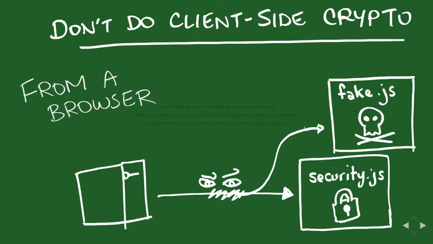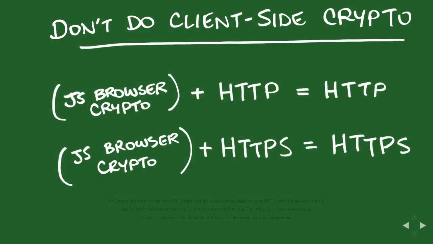Except, if people can inspect our traffic, they can also alter our traffic, which means they can replace our crypto code with equivalent code that steals credentials. JavaScript browser crypto is exactly as secure as the transport layer providing it. So, JavaScript browser crypto over HTTP can't possibly be more secure than just using HTTP, which is not secure at all. And JavaScript browser crypto over HTTPS is exactly as secure as just using TLS, which is more or less secure. I trust that you can solve for the value of JavaScript browser crypto in this equation.